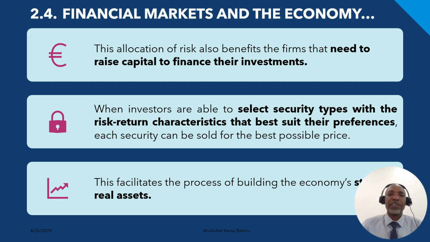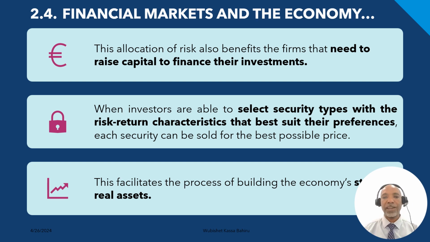Which means if some investors want to allocate the risk, he will buy a financial asset from the other, more secured financial markets. In this case, the one who sold the securities can get a large amount of money to implement his planned investment activity. Investors are able to select security types with the risk-return characteristics that best suit their preference.